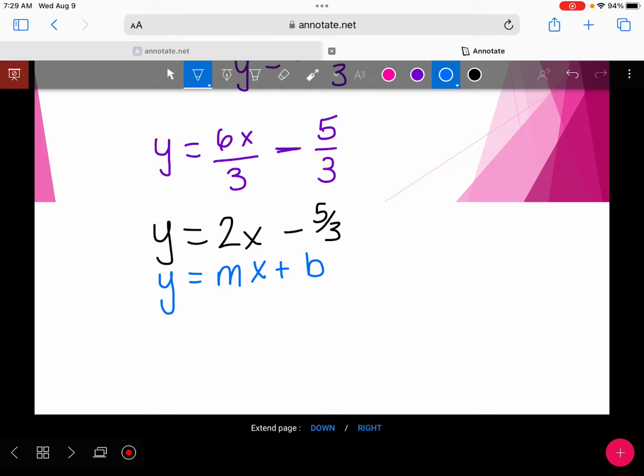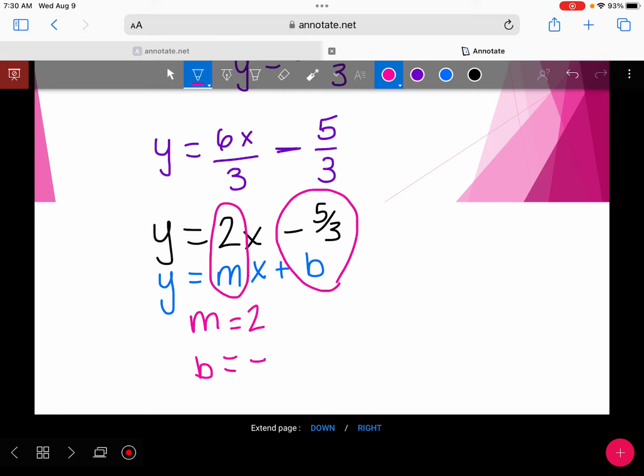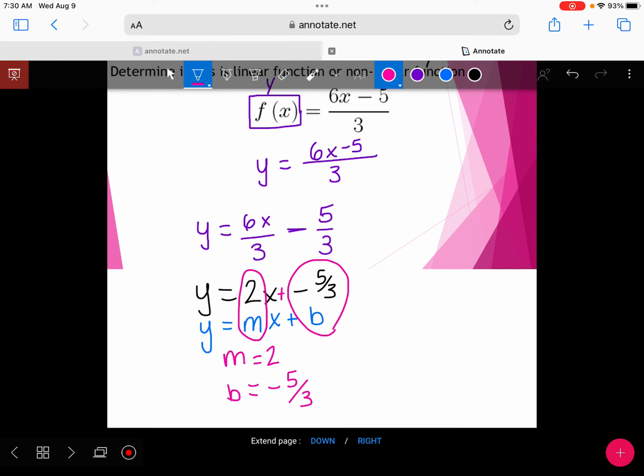Yes, it does. We have an m of 2 and a b of what? 5/3. Negative 5/3. Watch out for that. It's okay for there to be a minus sign. All it means is that we have a negative in there. So yes, I can make this. This is a linear equation. It looks weird up here, but it is linear.